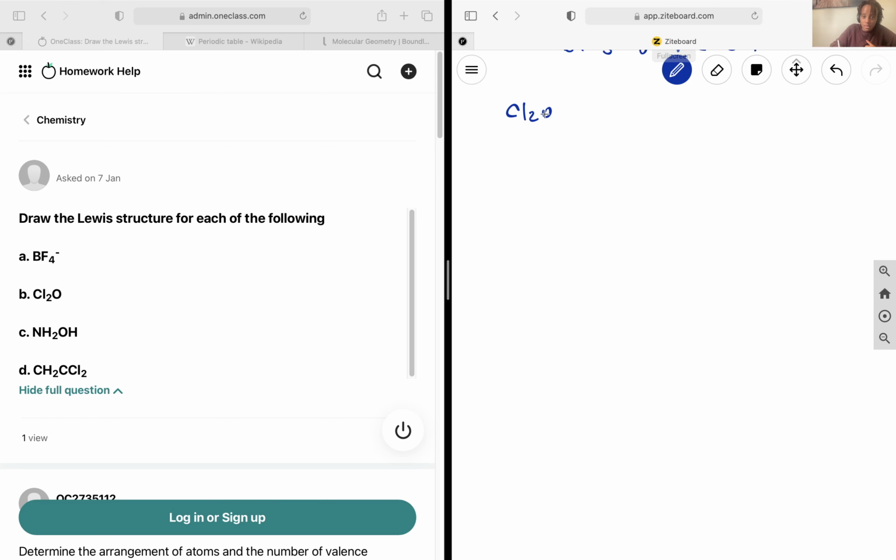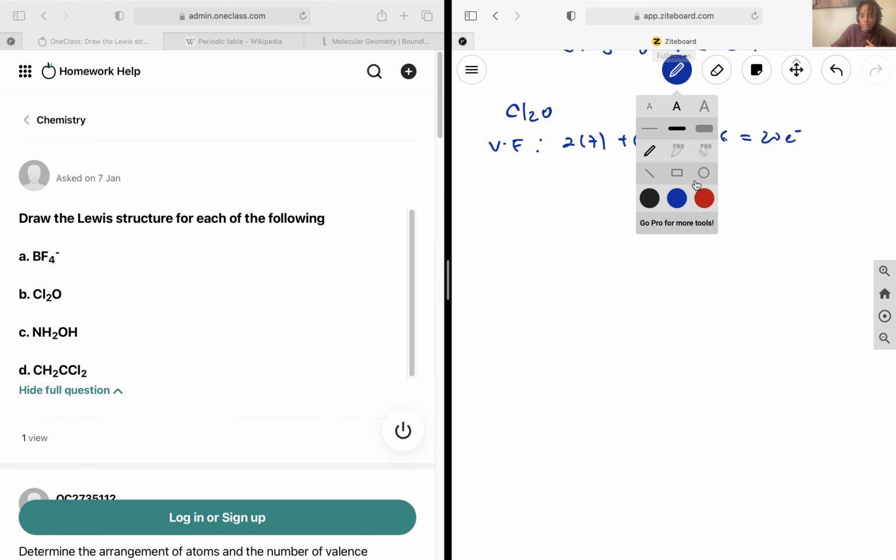We have Cl2O. Let's count our valence electrons. We are going to have 2 by 7 because of the chlorine, plus 6. And that's just going to give us 14 plus 6, which is 20 electrons to take care of. We can label these as Cl2O. And so let's start with our structure like this.